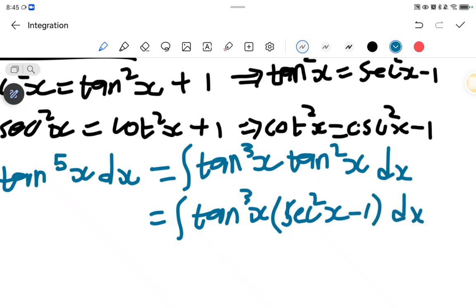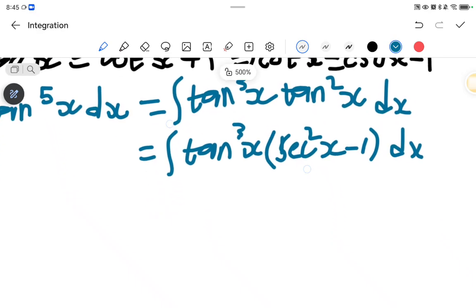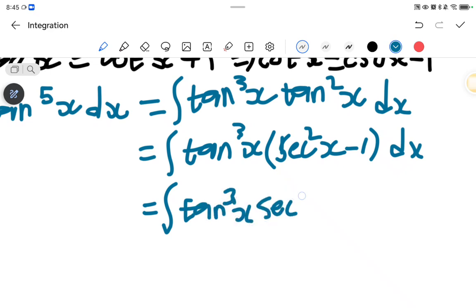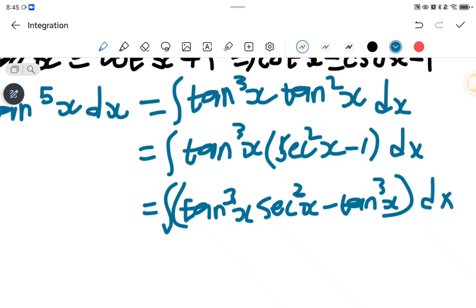You see, right? Then from here, we can easily try to expand. So when we try to expand this, or to simplify this, we get tan to the 3x sec squared x minus tan to the 3x. So the idea here was just to expand this.